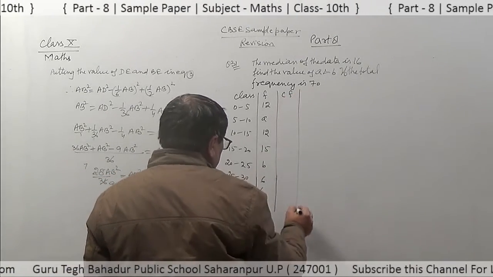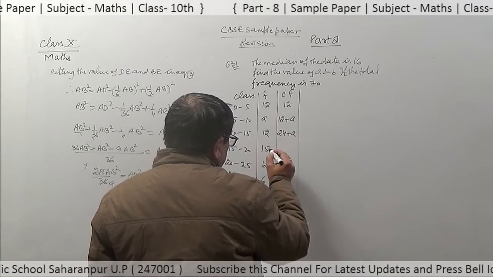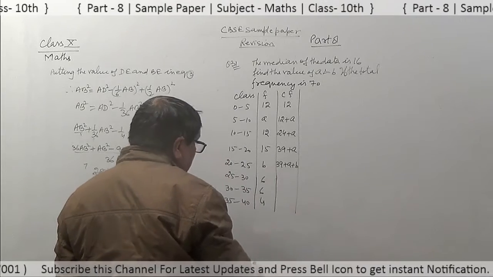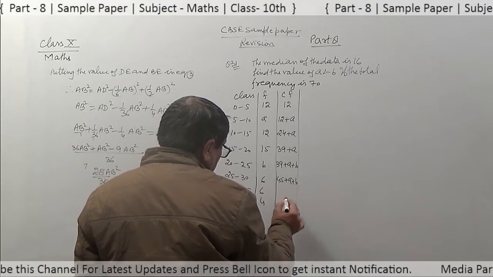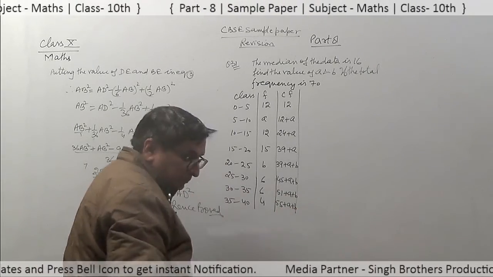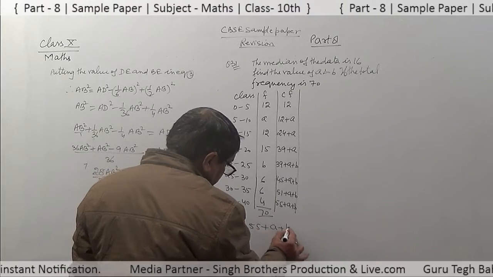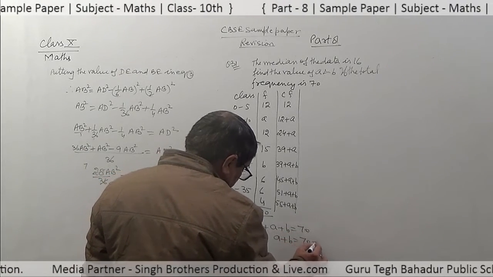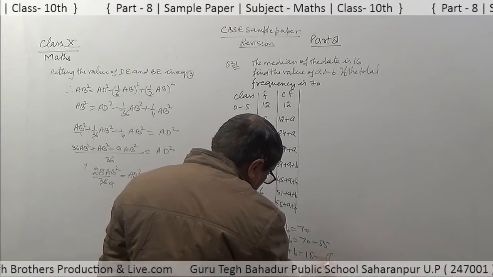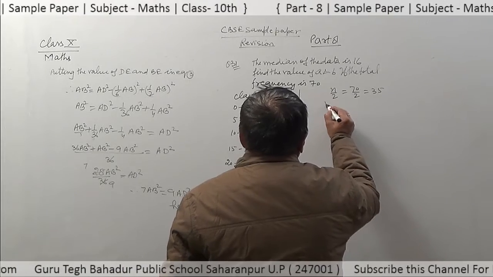First find out the CF: 12, 12 plus A, 12 plus 12, 24 plus A, 39 plus A, 39 plus A plus B, 45 plus A plus B, 51 plus A plus B, 55 plus A plus B. Now, this is the 70. So, 55 plus A plus B is 70. A plus B is equal to 70 minus 55, A plus B is equal to 15. Now, n by 2, that is 70 by 2, that is 35.